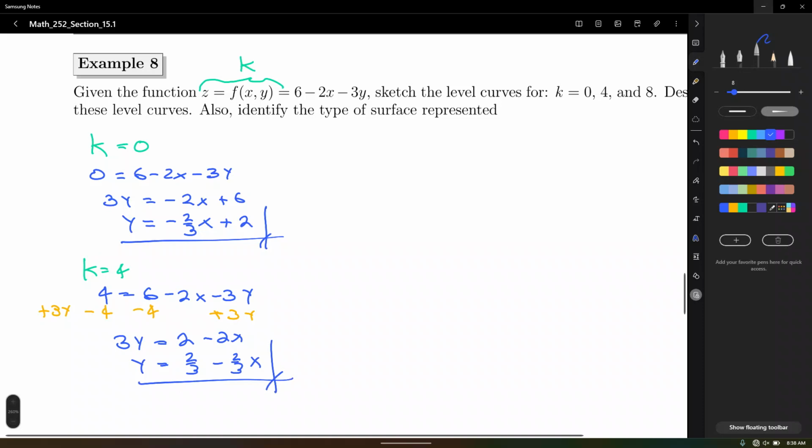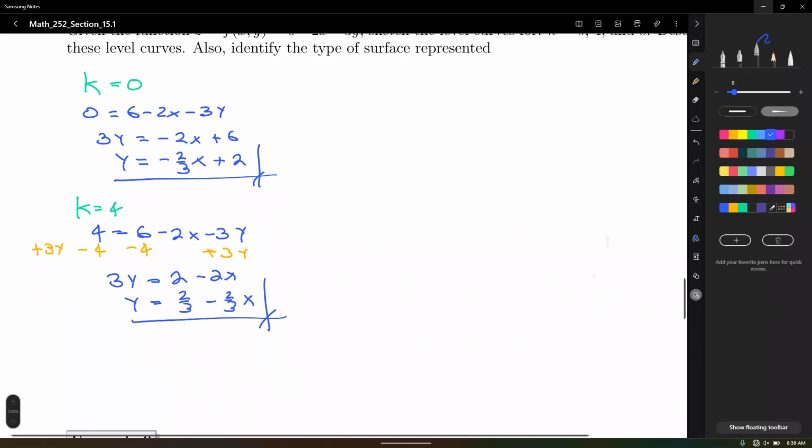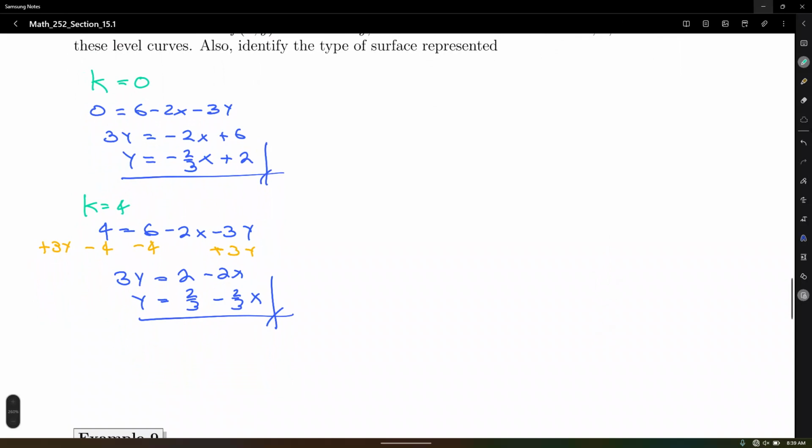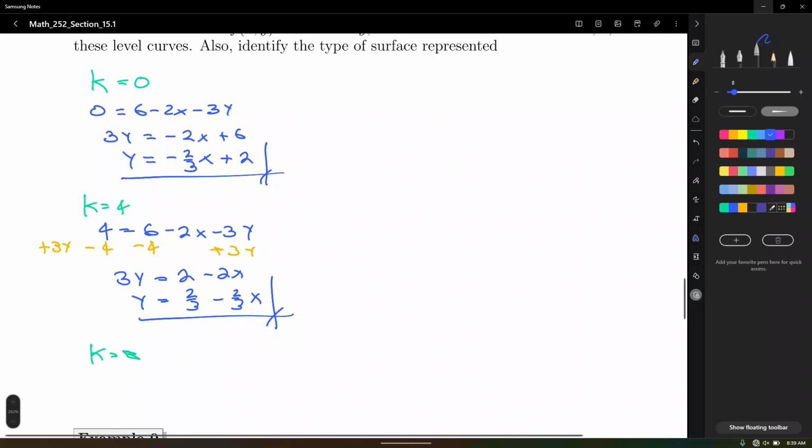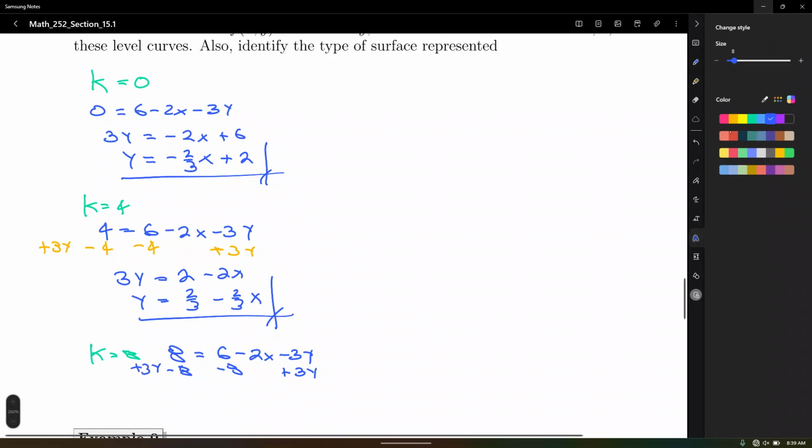All right. Let's do one more trace, one for k equals 8. We're going to do essentially the same thing. So 8 equals 6 minus 2x minus 3y. Let me subtract the 8 on both sides and add the 3y again. Let me turn this into a different color. That'll be 3y.